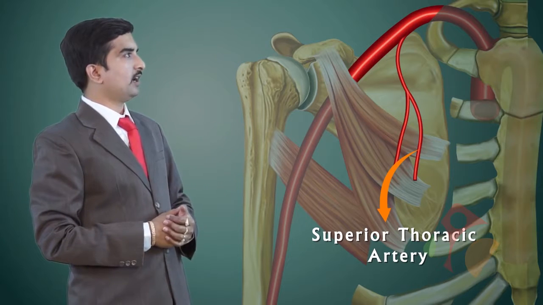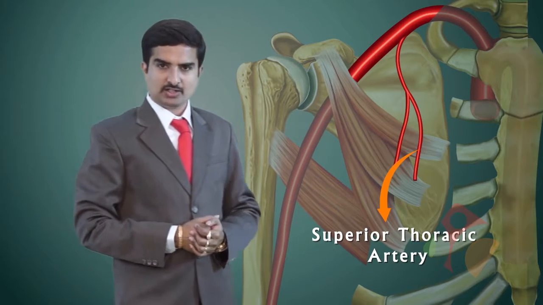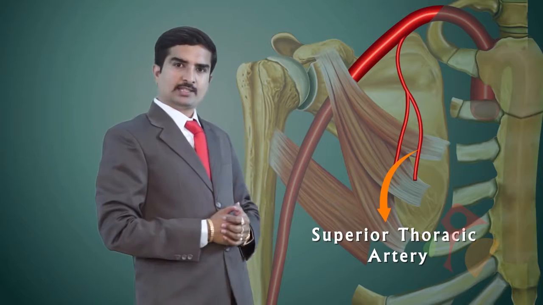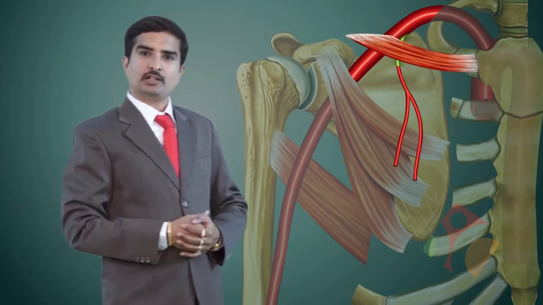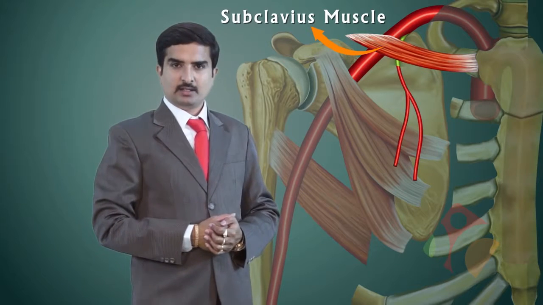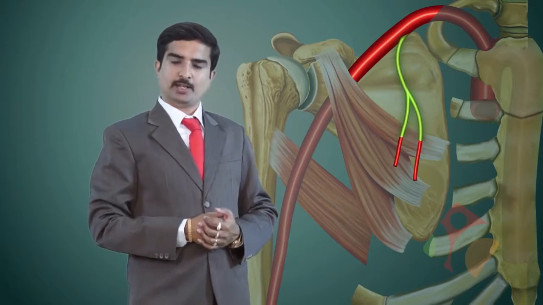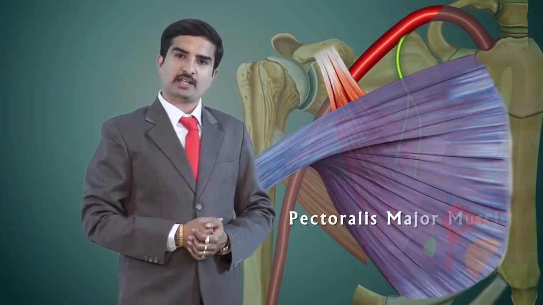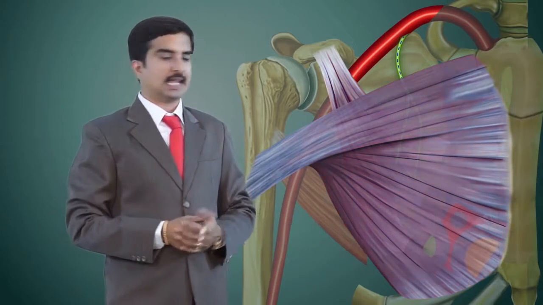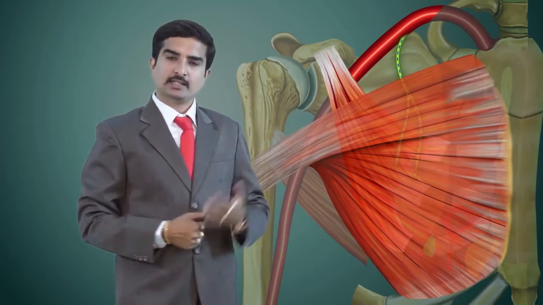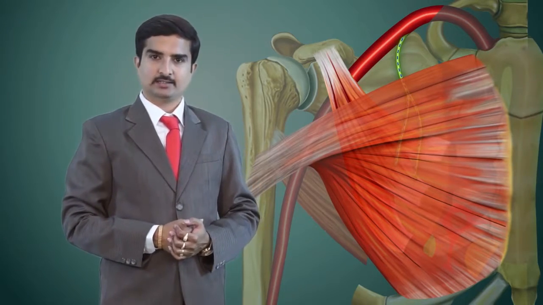This superior thoracic artery is a very small branch, and it arises immediately below the clavicular part of the subclavius muscle, which runs downwards in between the pectoralis major as well as minor muscles, where it supplies these two muscles and ends up by supplying the medial wall of the axilla.